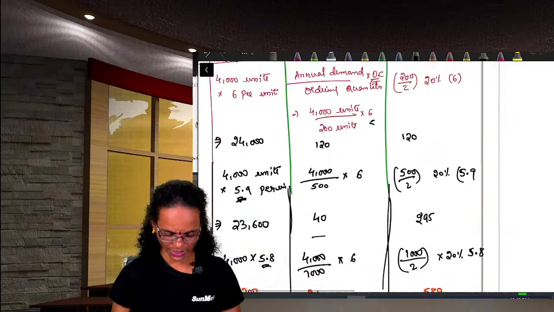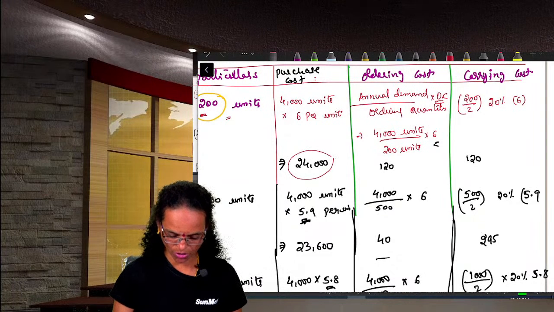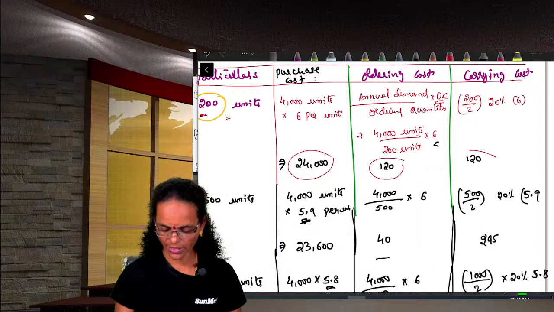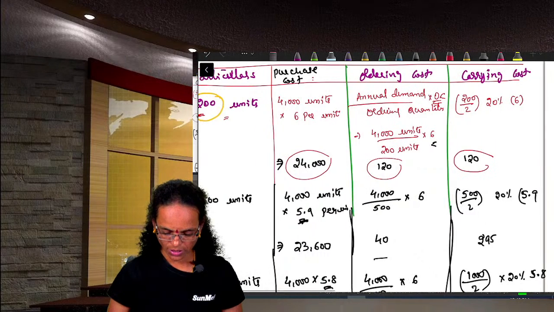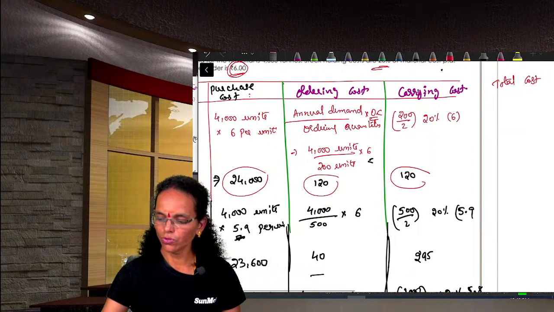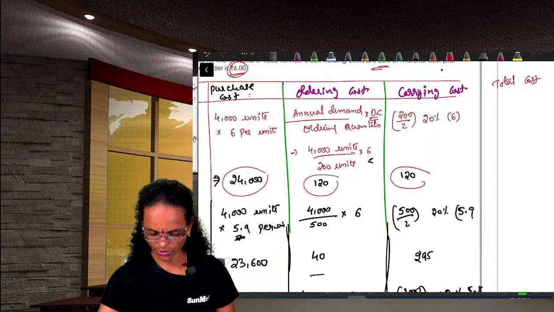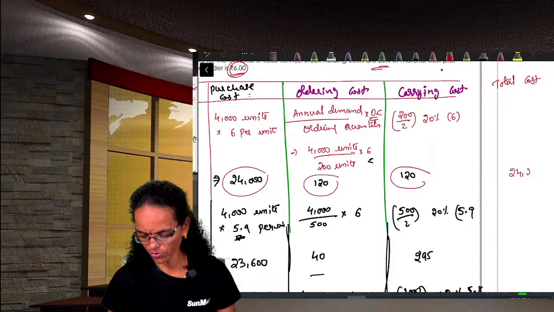Now we need to calculate this purchase cost, ordering cost and carrying cost all together. Total cost, we will come to know the total cost. We need to calculate the total cost. 24,000 plus 120 plus 120, that is 24,240.